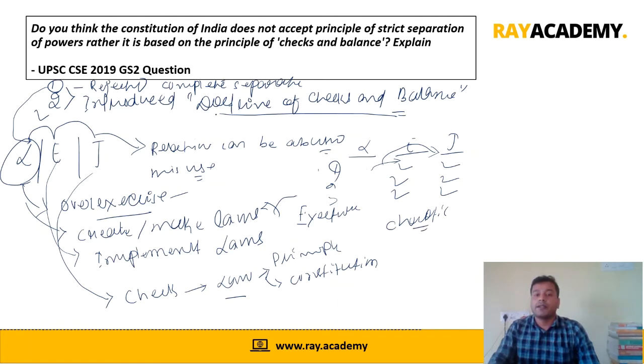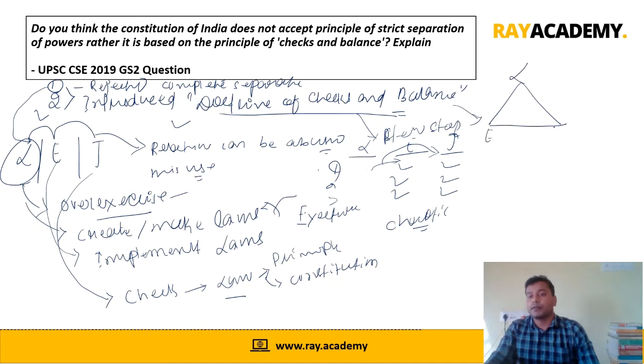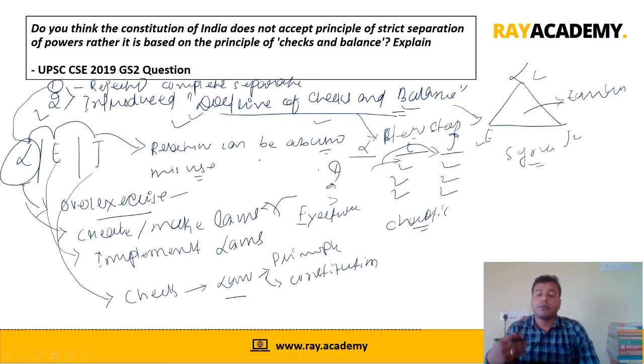So there must be some mechanism to check it. Check means to stop it and restore the balance. What is the balance? This is the balance: legislature, executive, and judiciary. This is equilibrium. They must work in sync. So that is the concept of the doctrine of checks and balance. I am going to explain the doctrine of checks and balance in a much more elaborate way a little bit later.